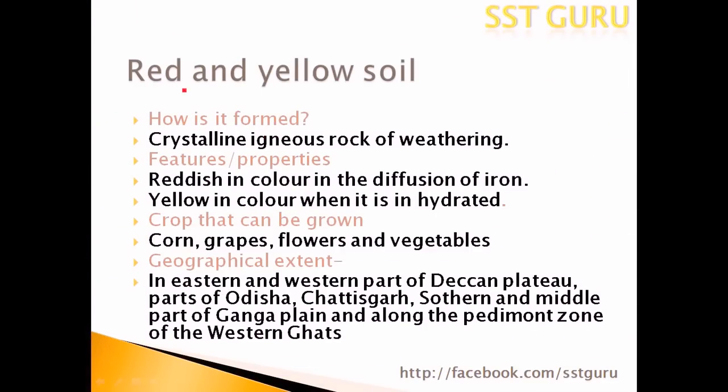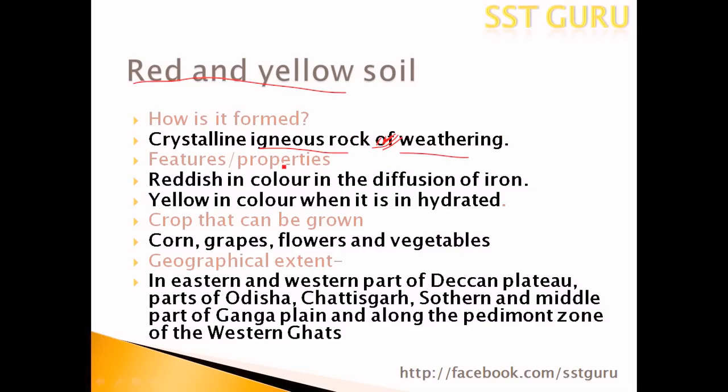Now coming on to the next type of soil, that is the red and yellow soil. In this, the first point, as usual, is that it is formed from crystalline igneous rocks and weathering. The crystalline igneous rocks, when they get weathered, give you the red and yellow soil. What is an igneous rock? An igneous rock is something which gets condensed from a volcanic eruption. That's what you call an igneous rock. And now weathering, the usual factors of weathering like rain, climate, river action and whatnot. You see the third part of resource and development to understand what is weathering.